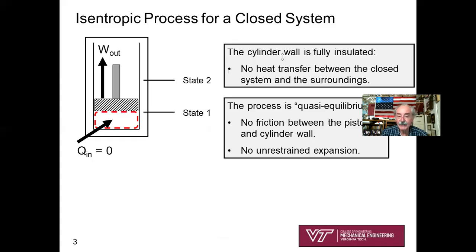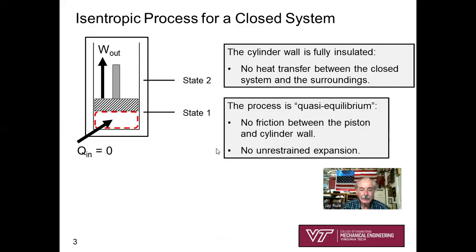Okay, let's look at an isentropic process for a closed system. What would your sketch look like? Well, the cylinder wall is fully insulated. In my sketch, it says no heat transfer between the closed system and the surroundings, so I have labeled Q equals 0. That shows that it is adiabatic.